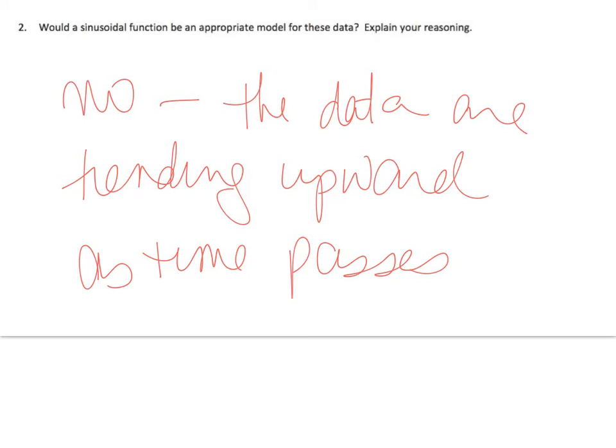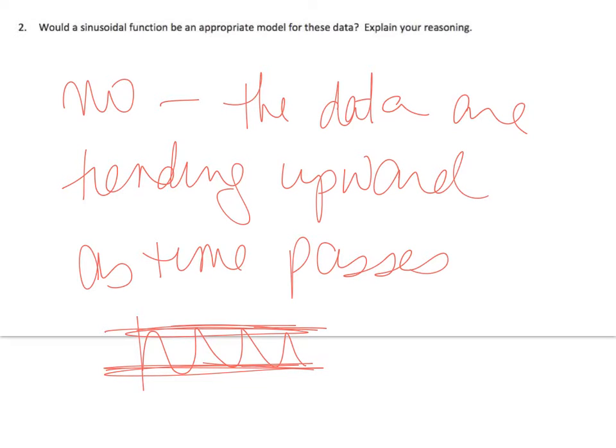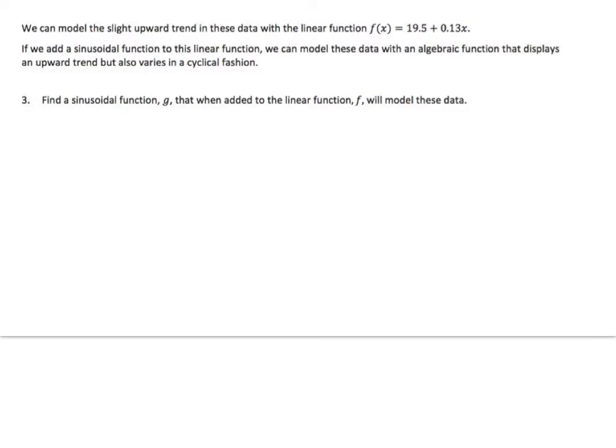That maximum on the graph just keeps getting higher and higher and higher, and that minimum keeps getting higher and higher and higher. And a sinusoidal function needs to stay pretty much the same maximum and the same minimum. It shouldn't increase over it very often. We can model the slight upward trend in this data with a linear function. Okay, if we add a sinusoidal function to the linear function, we can model the data with an algebraic function that displays an upward trend but also varies in a cyclical fashion.